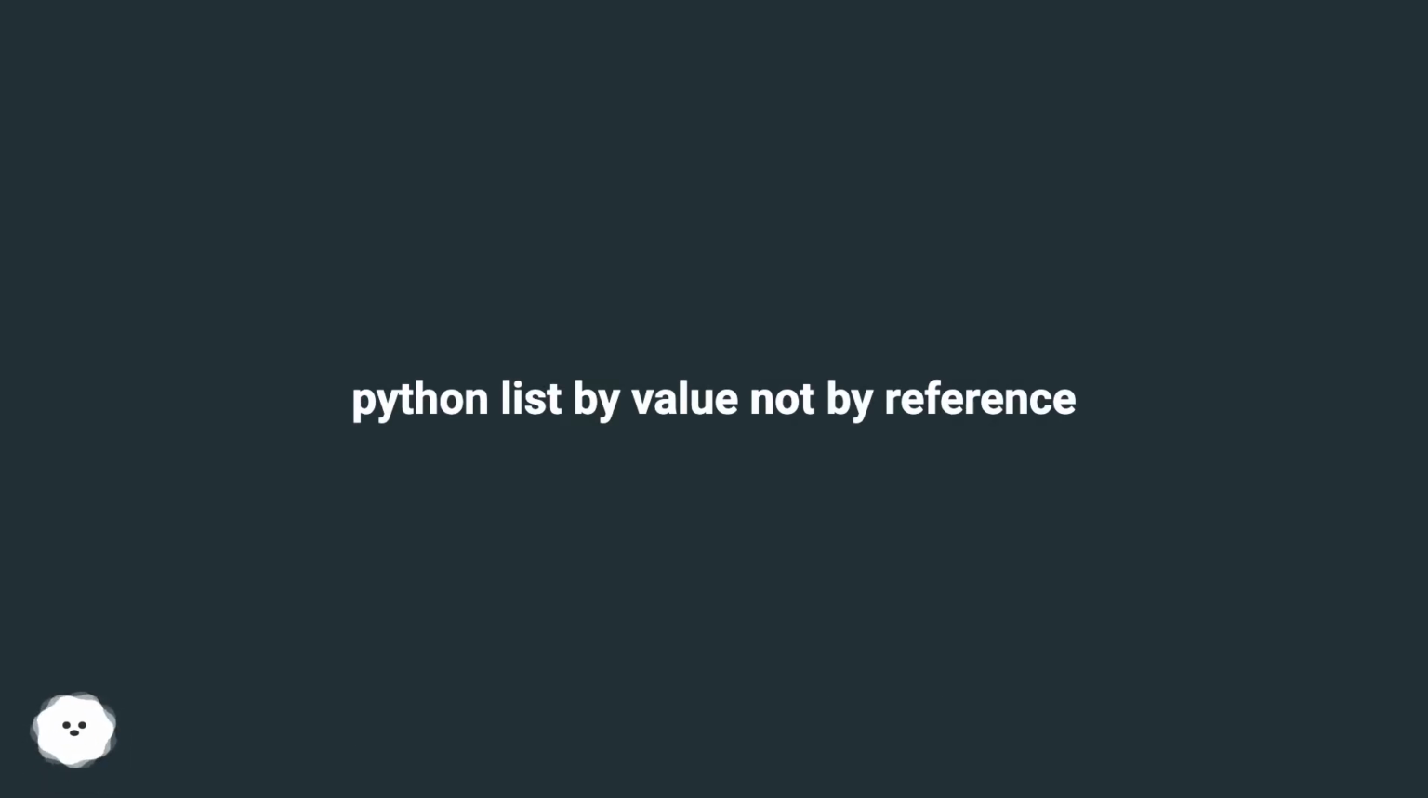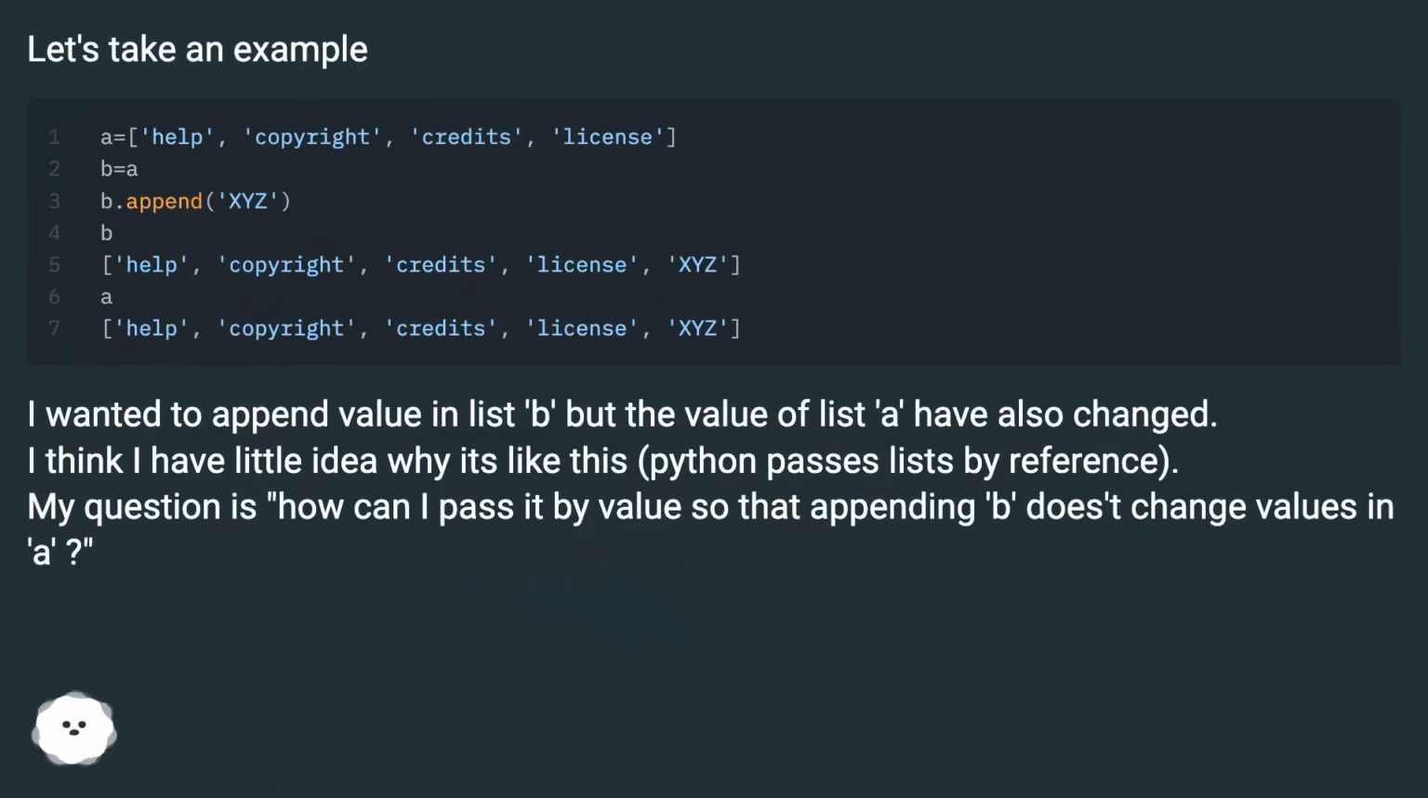Python list by value, not by reference. Let's take an example. I wanted to append a value in list v, but the value of list a has also changed. I think I have a little idea why it's like this. Python passes lists by reference. My question is, how can I pass it by value so that appending to v does not change the values in a?